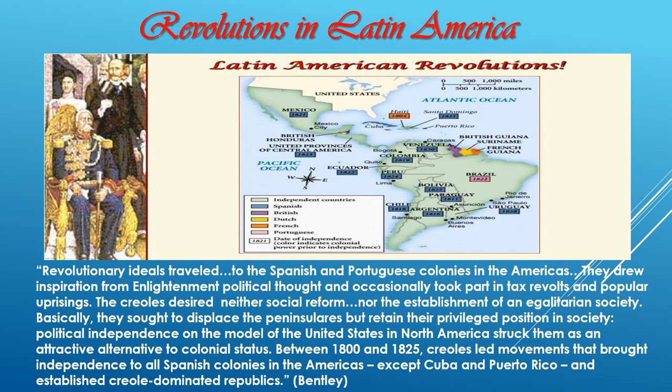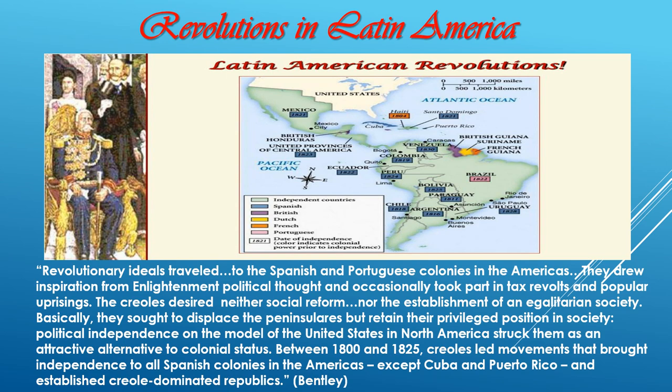And then some of the ideological components of revolution, or ideologies that are integrated within them, inextricable from them. So as our beloved textbook author says, revolutionary ideals traveled to the Spanish and Portuguese colonies in the Americas. They drew inspiration from Enlightenment political thought, which shouldn't surprise us by now. We've already looked at the Enlightenment and its influence on the American and French revolutions, and occasionally took part in tax revolts and popular uprisings.